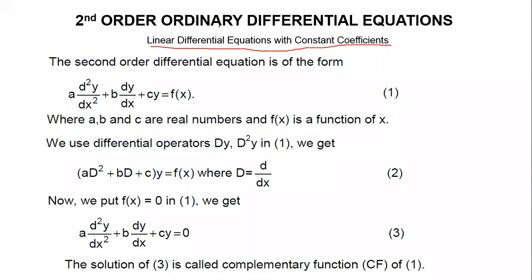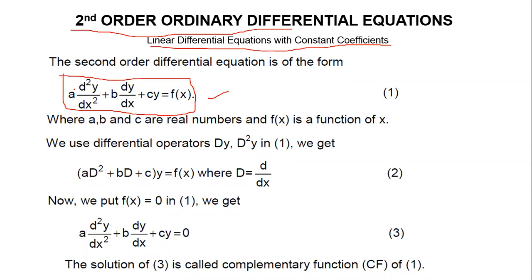So what is an ordinary differential equation first? The equation which contains a first order or second order derivative is called the differential equation. Then what is the second order ordinary differential equation? If you see this equation, a d square y by dx square plus b dy by dx plus cy equal to f of x, here the order of this equation is 2. Therefore it is the second order ordinary differential equation.